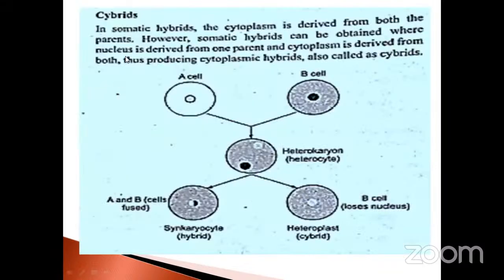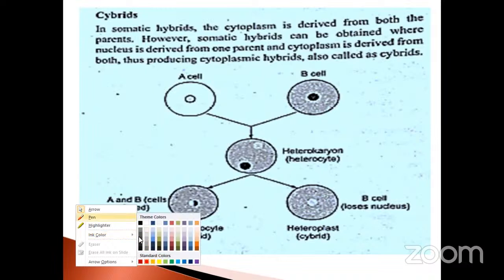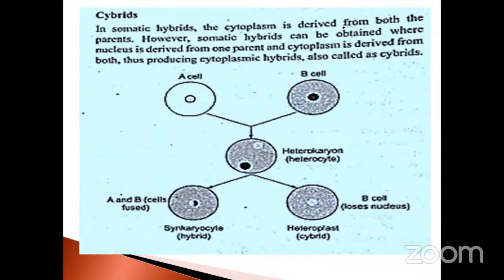And the next important thing, cybrid, we already discussed. What is the meaning of cybrid? Cybrid is nothing but a cytoplasmic hybrid, just like protoplasm fusion. The same things are given here. Last time we discussed what a cybrid is. In somatic hybrids, the cytoplasm is derived from both parents. Same process. A cytoplasmic hybrid is called a cybrid.